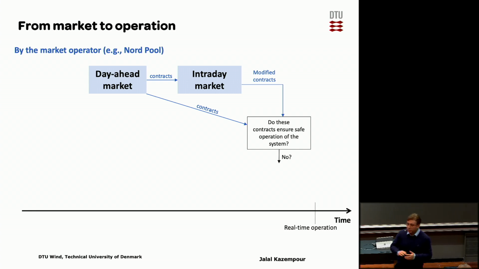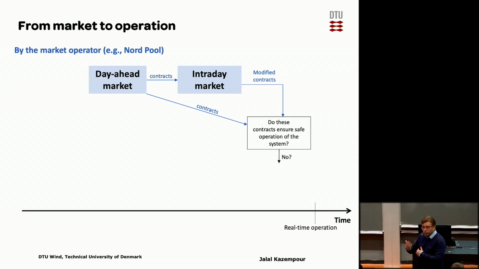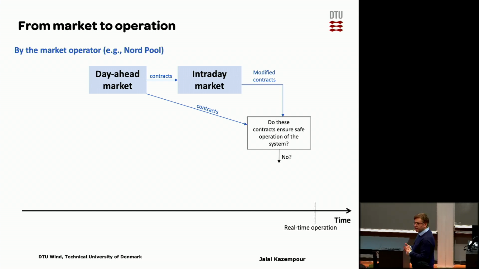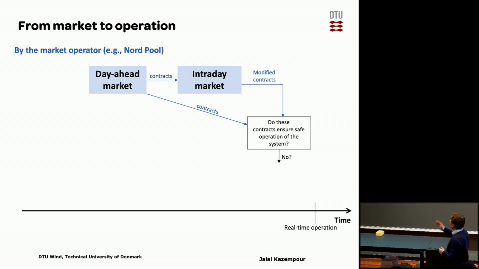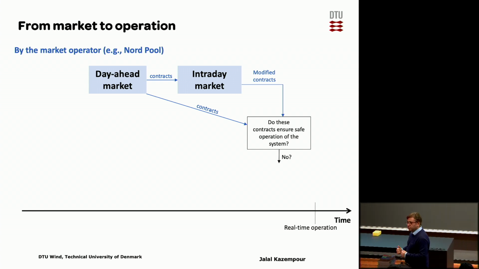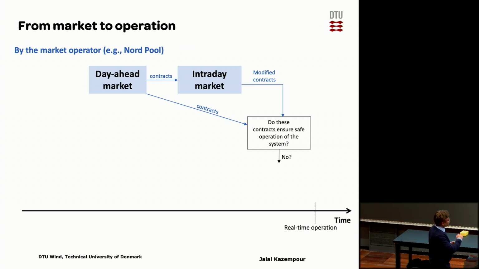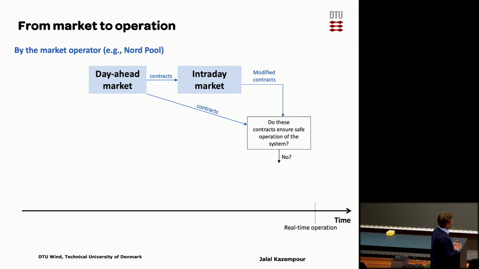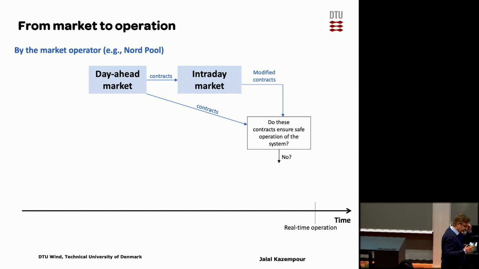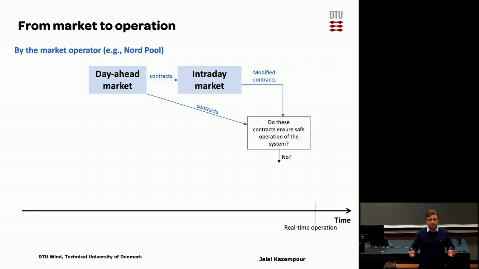T-1. Then you can go to the intraday market as buyer or seller to modify your day-ahead position. It goes from 3 p.m. until, in Nord Pool, 1 hour before the time of delivery. These two markets are being cleared by Nord Pool. So it means that at the end of the intraday market, you have a financial position of your day ahead, which may be modified in intraday.